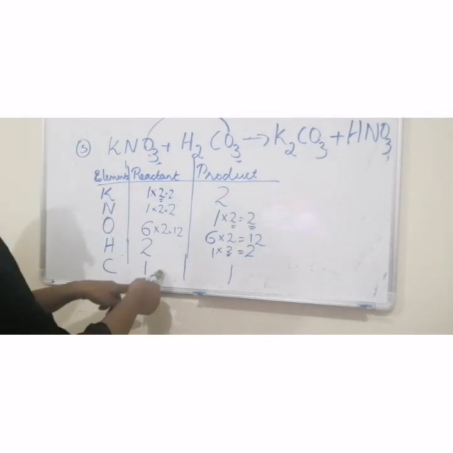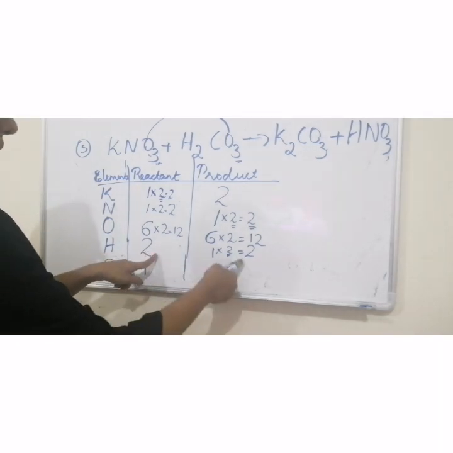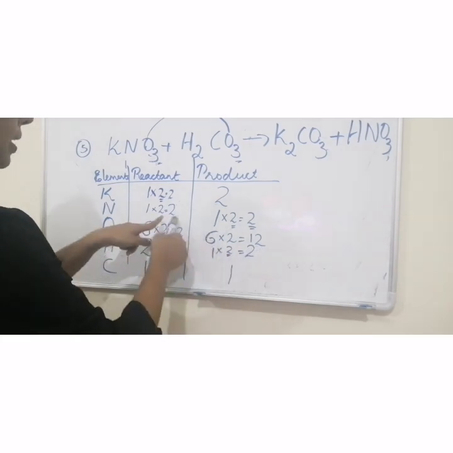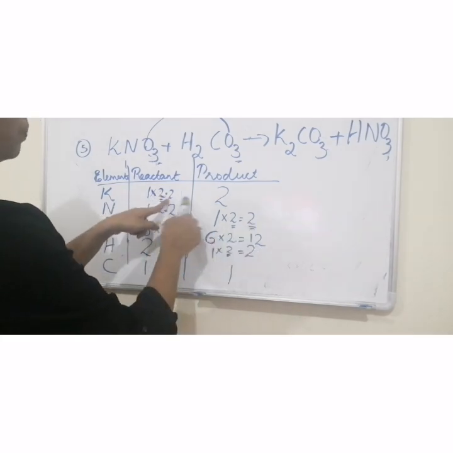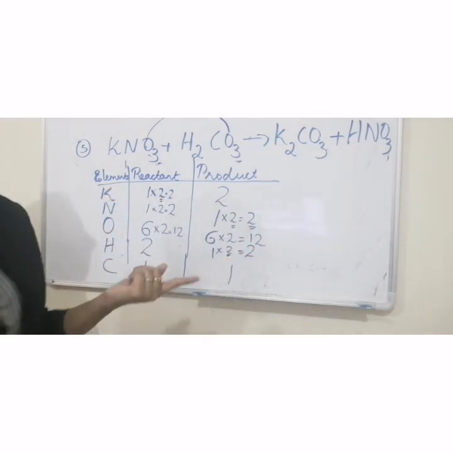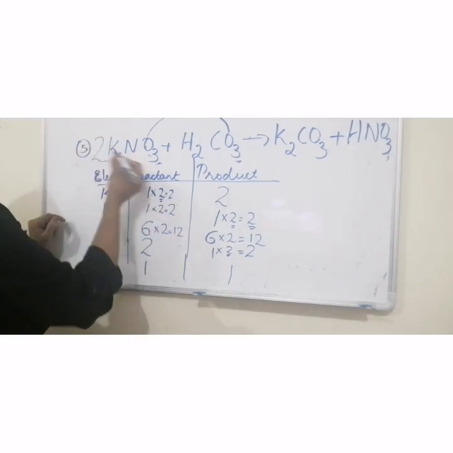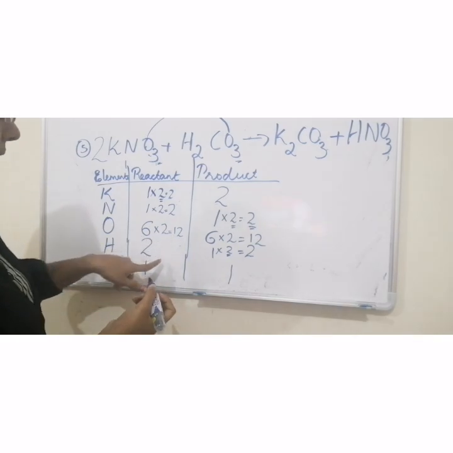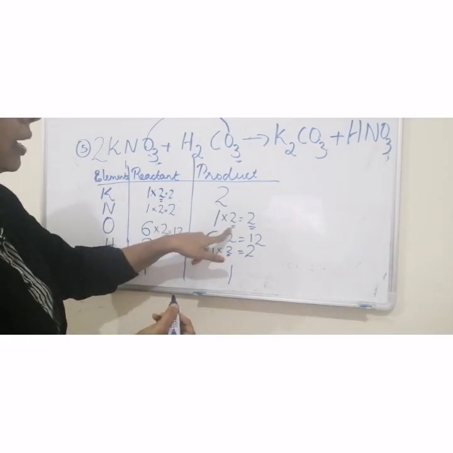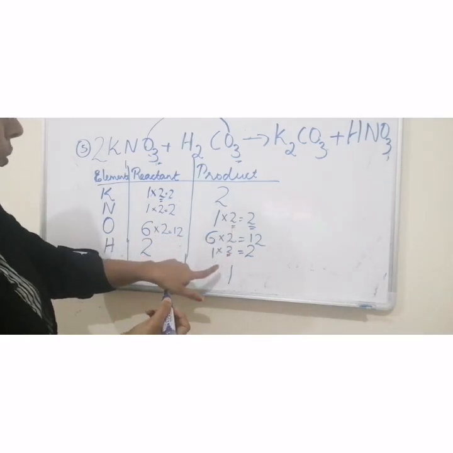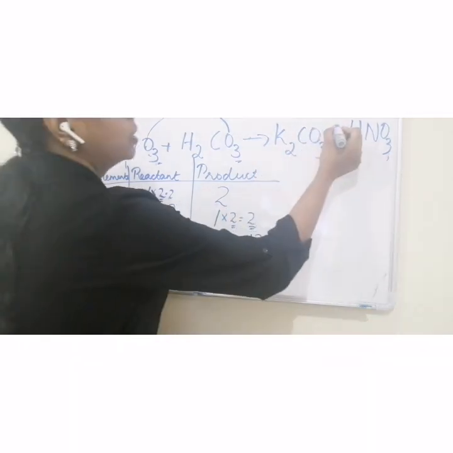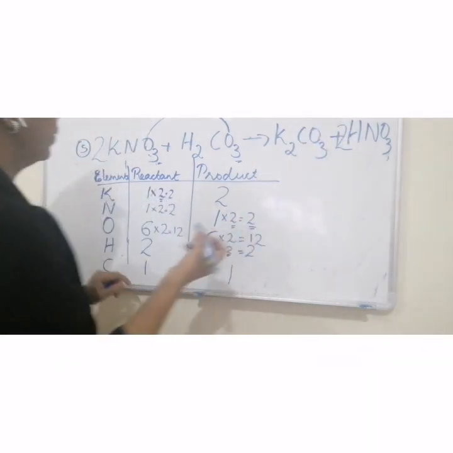So we will take carbon 1, hydrogen 2, oxygen 12, nitrogen 2, potassium 2. Simple. So now we will give the coefficient. We have given 2 for potassium nitrate, then here 2 for HNO3. 2.